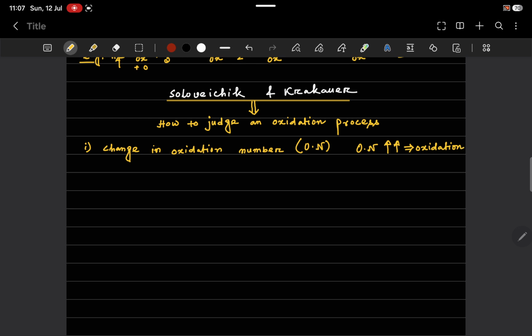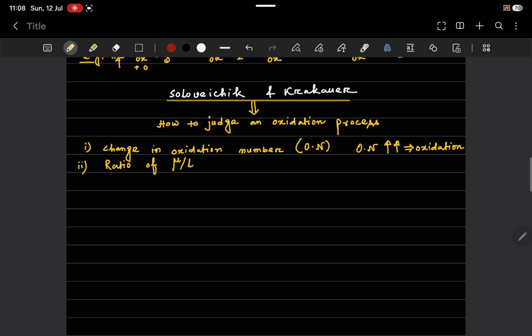Oxidation process is happening. Second is the ratio of dipole moment to bond length, the mu by L ratio. Here mu means dipole moment and L means bond length.